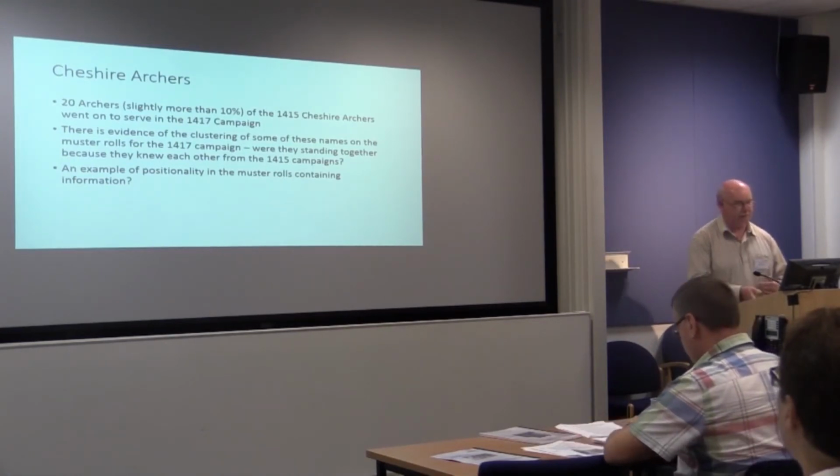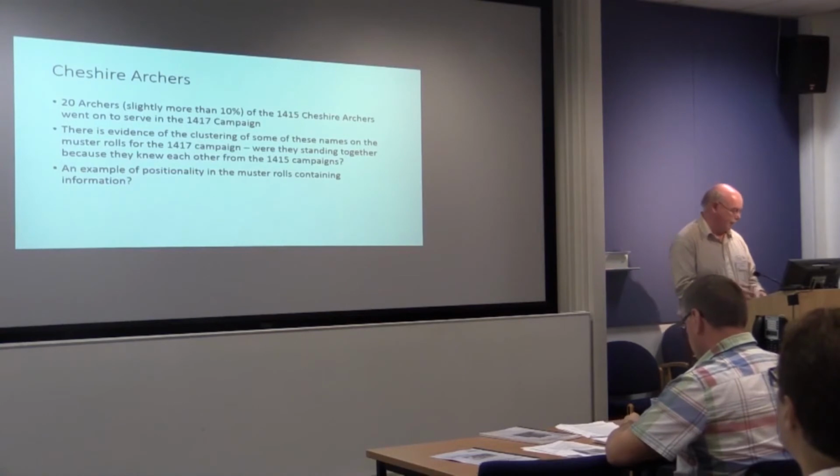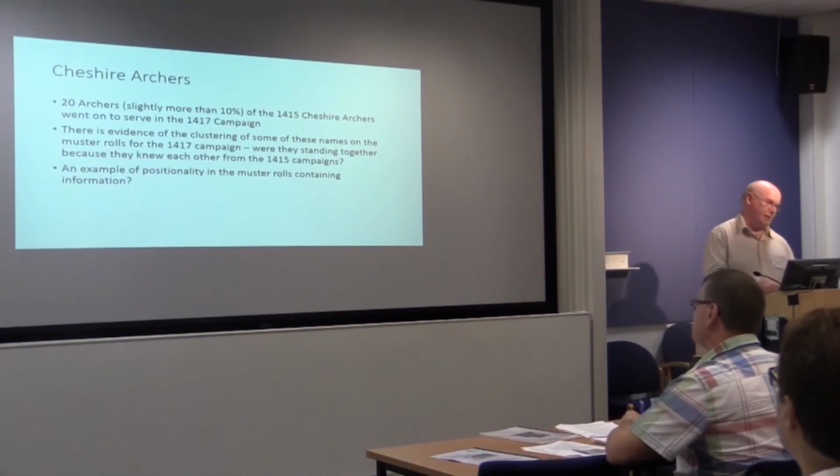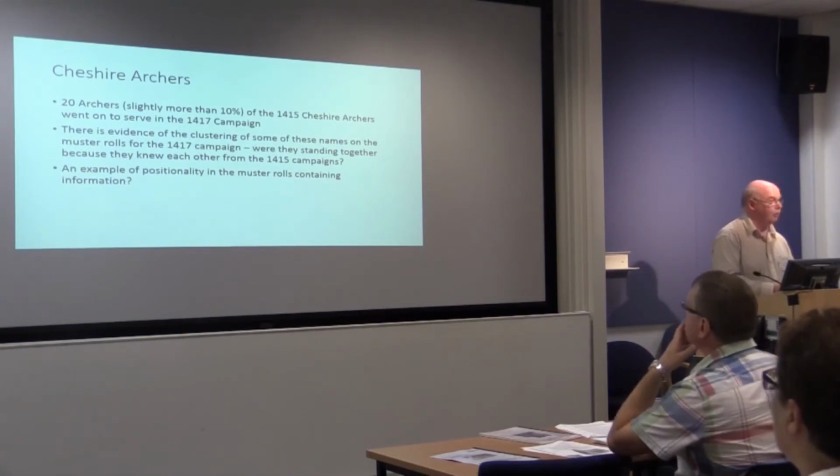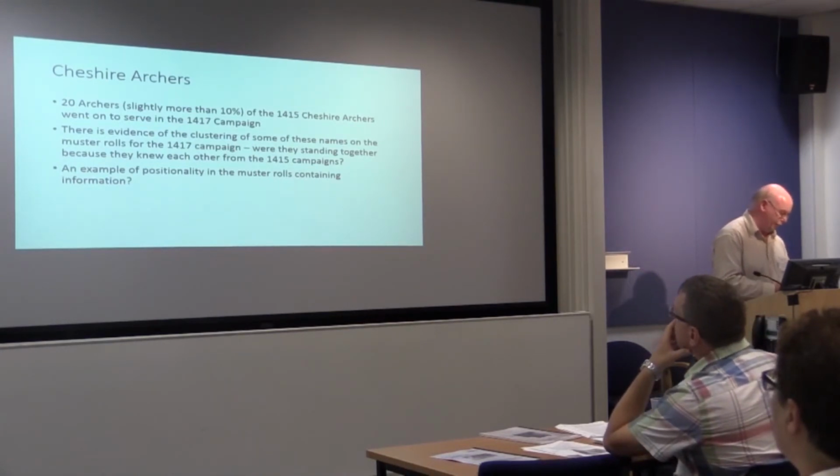And I think it's an example of the positionality in the muster rolls containing information. And there are other examples of that. Anne Curry identified that three men-at-arms who were knighted after the Battle of Agincourt, John Calthrop, Hamerly Strange and Thomas Janey, occupy positions 2, 3 and 4 on the muster roll of Sir Thomas Erpingham.